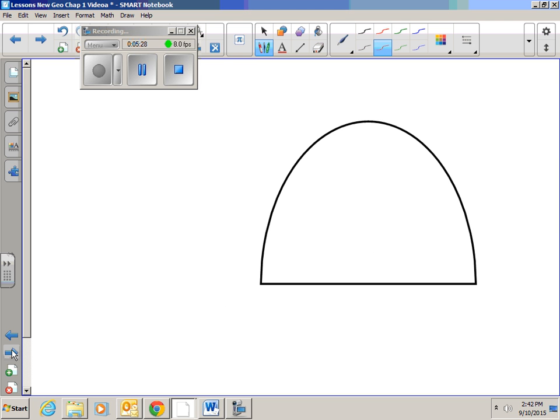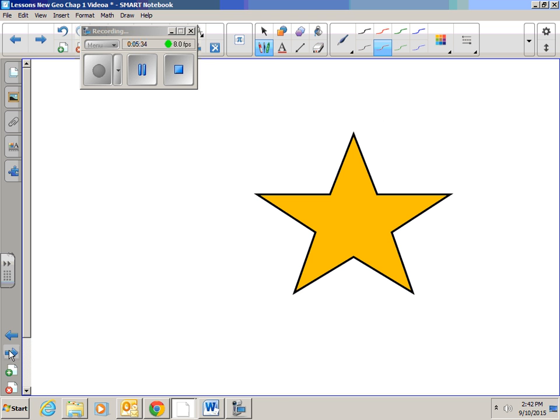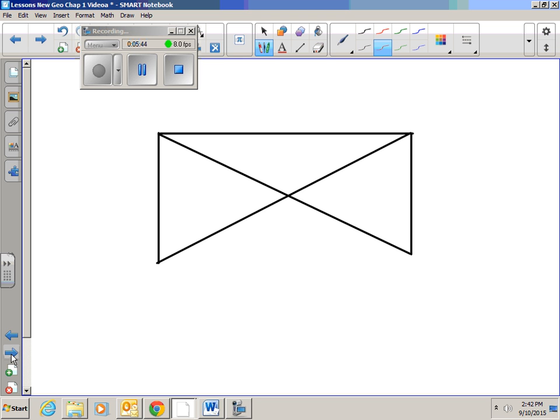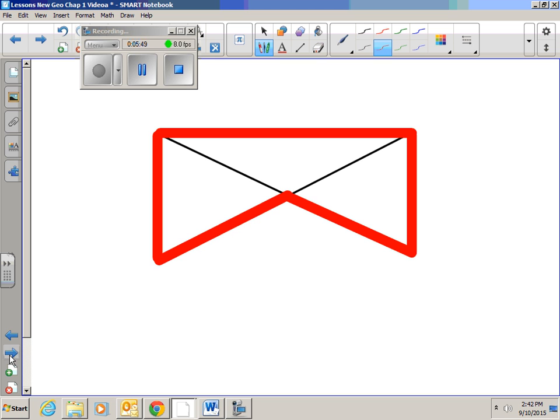No. Why is it not a polygon? We'll talk about that. Yes. No. Why is it not a polygon? We'll talk about that. No, it's not a polygon. However, this one in just red, that red thing is a polygon.